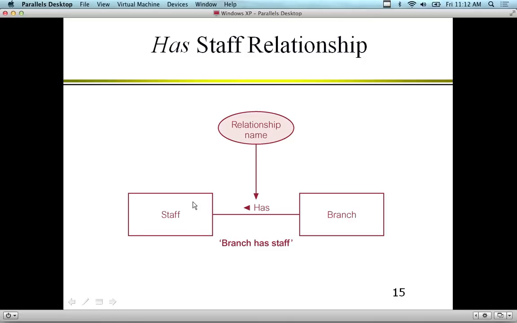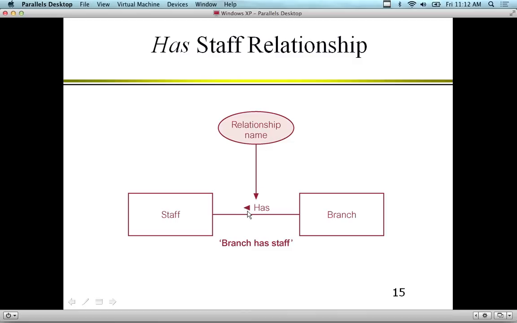So we have staff in one and we have branch in the other. This is not normally on the diagram where it says branch has staff. This is for illustrative purposes. This is not normally on the diagram either. This is just, again, for illustrative purposes to say that this is the relationship name. And the name is has.